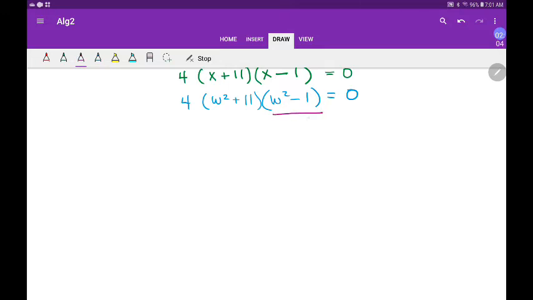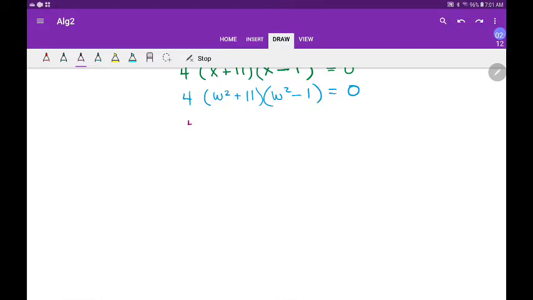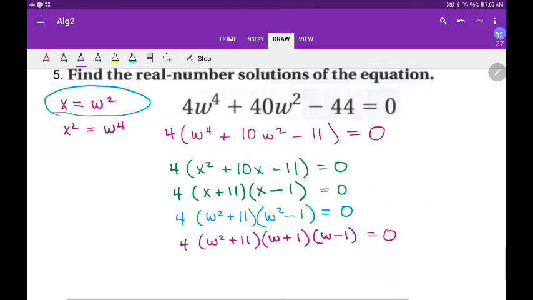However, this is the difference of two perfect squares. You might not think about it, but 1 squared is always 1, so I can factor that some more. So I can say 4 times w squared plus 11, that's settled. And then this is w plus 1 and w minus 1. And that's completely factored now.